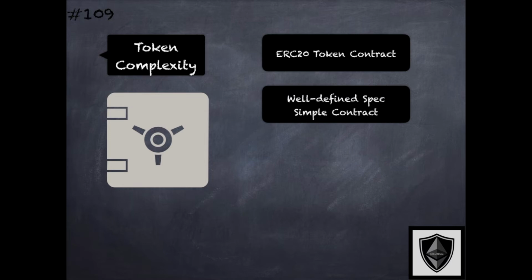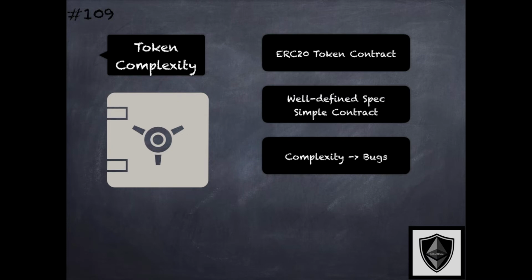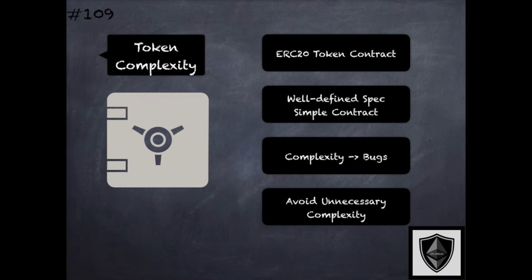So these contracts should have a well-defined specification. They should really be implementing a very simple contract, because any unnecessary complexity could result in bugs. Developers could make errors while developing these complex features. It is also much harder to reason about these complex features, and definitely harder to find and fix bugs in such features. So the best practice is at a high level to avoid any unnecessary complexity when it comes to implementing token contracts.